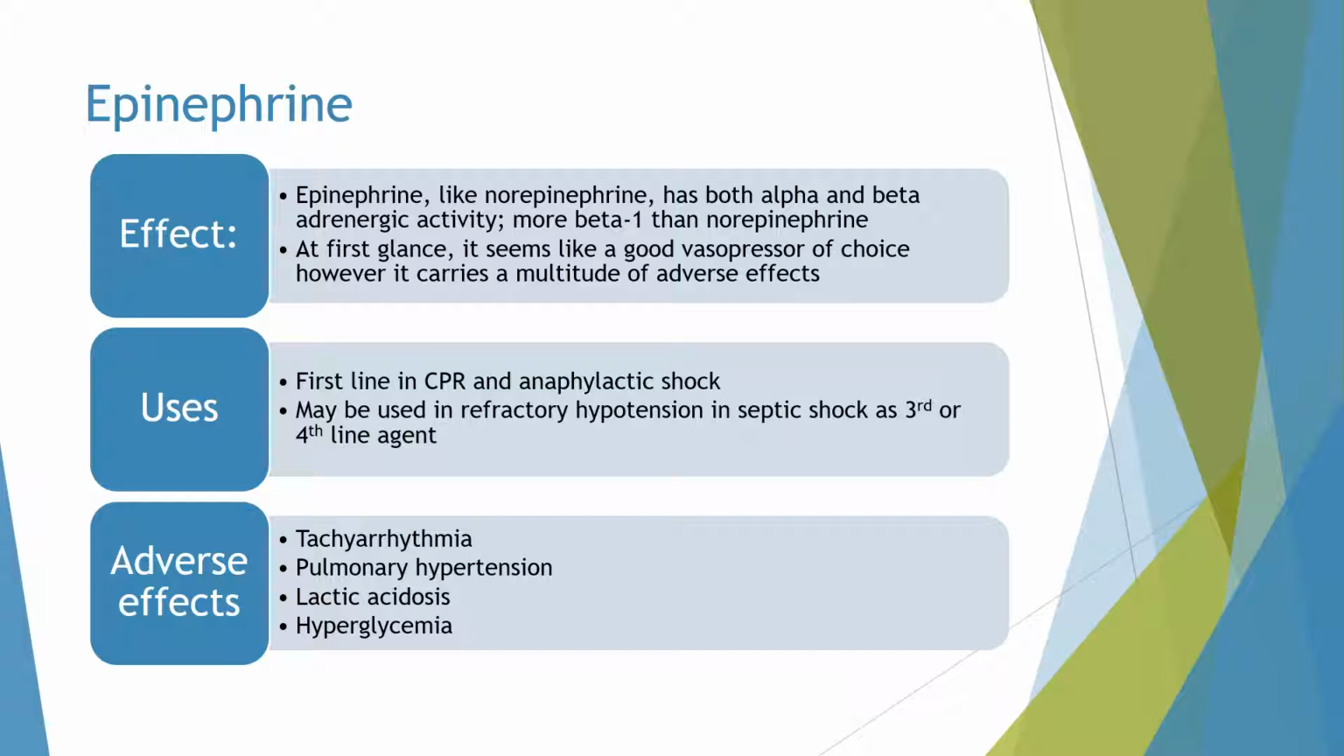Epinephrine, like norepinephrine, has both alpha and beta activity, but it has more beta than norepinephrine. At first glance, this seems like a very good vasopressor because it's affecting alpha-1 and beta-1, but it has a lot of adverse effects. So first line for epinephrine is for CPR and anaphylactic shock, and it can also be used in refractory hypotension and septic shock as a third or fourth line agent. Adverse effects include tachyarrhythmia, pulmonary hypertension, lactic acidosis, and even hyperglycemia.